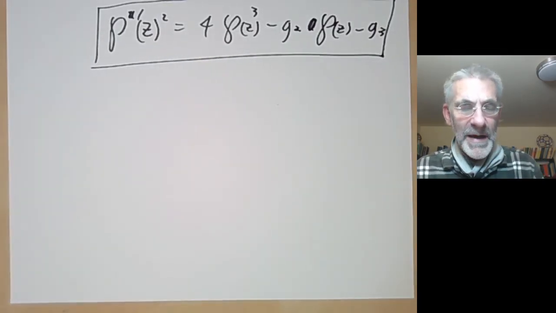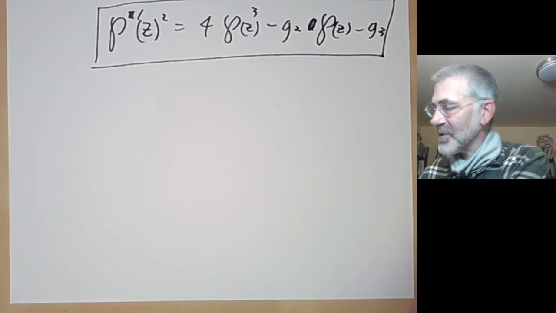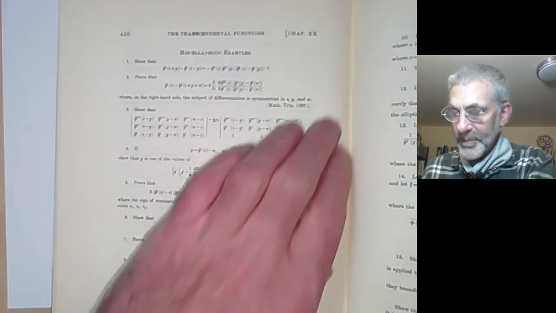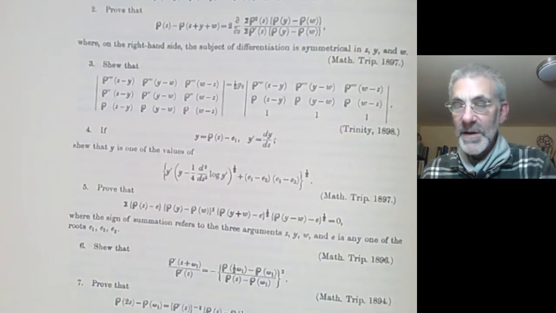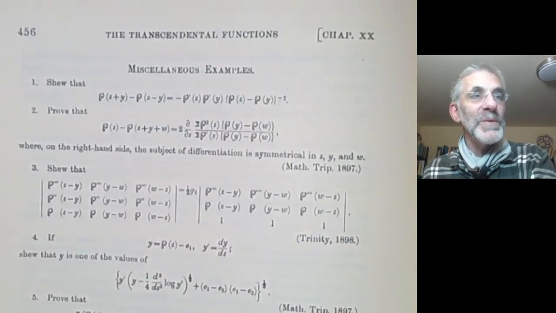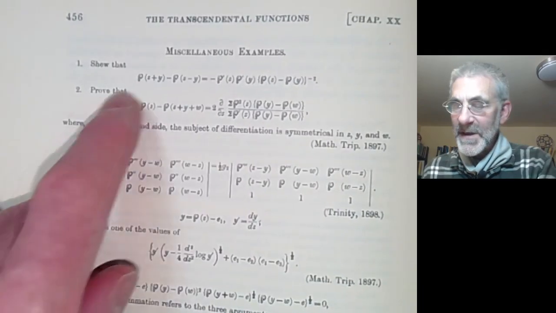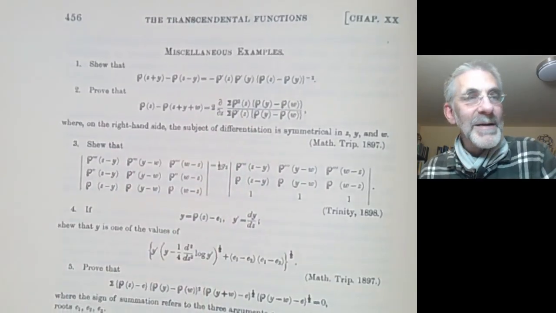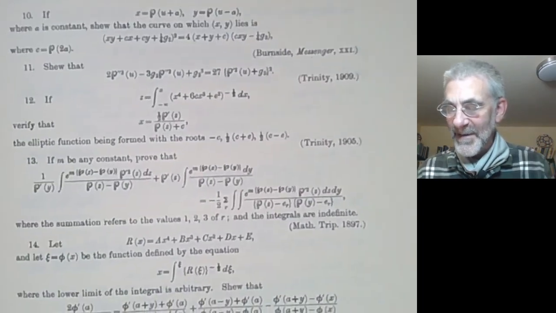And this is just the beginning of a huge number of identities between elliptic functions. So I'll just show you a few of them. This is from the book Modern Analysis by Whittaker and Watson. Modern means it was written in the early 20th century, because modern was a kind of cool word back then. And here are the exercises at the end, and you can see here's an identity for the Weierstrass function, here's another, and their exercises go on for pages and pages. There are all these endless exercises for this function.